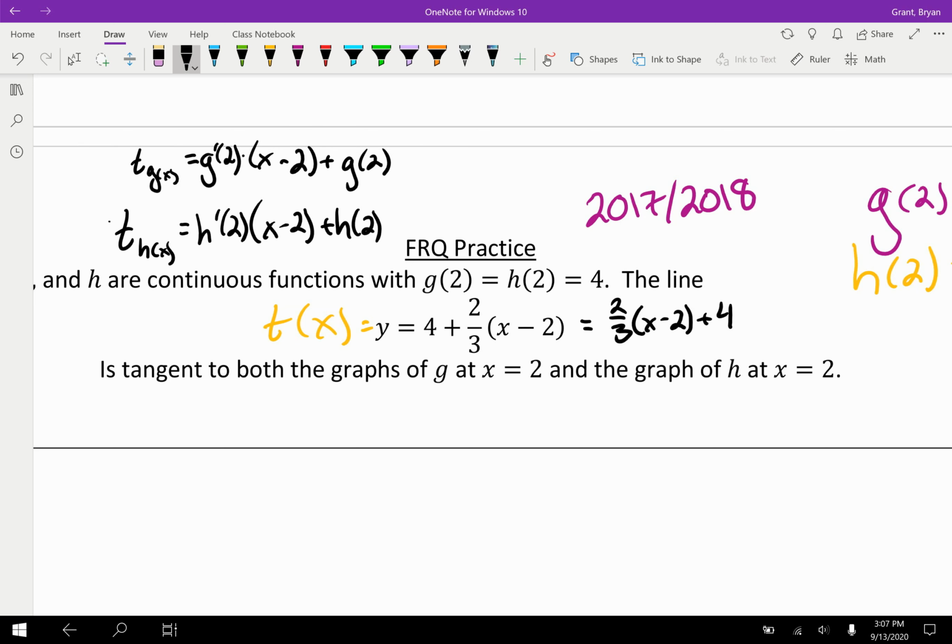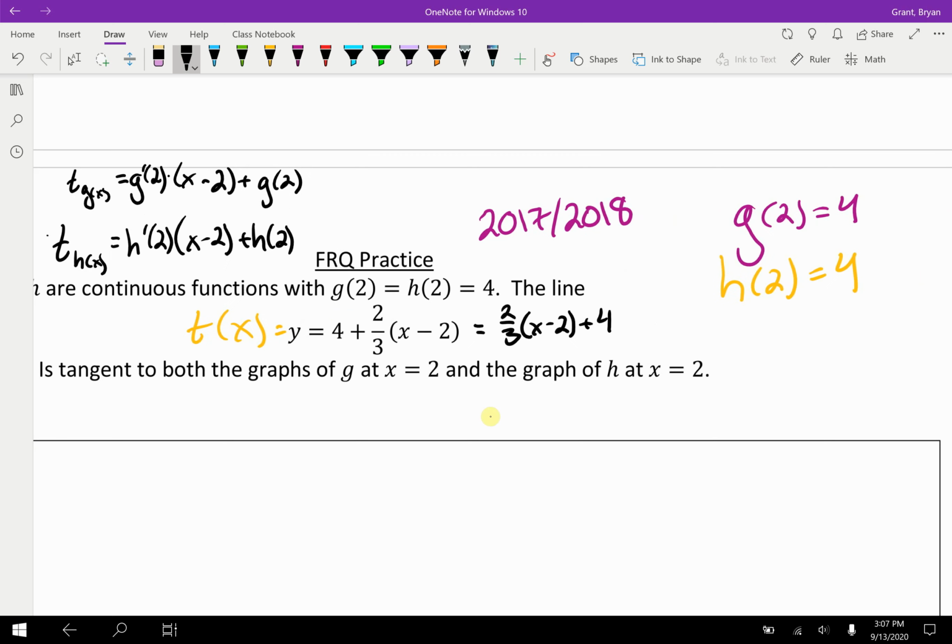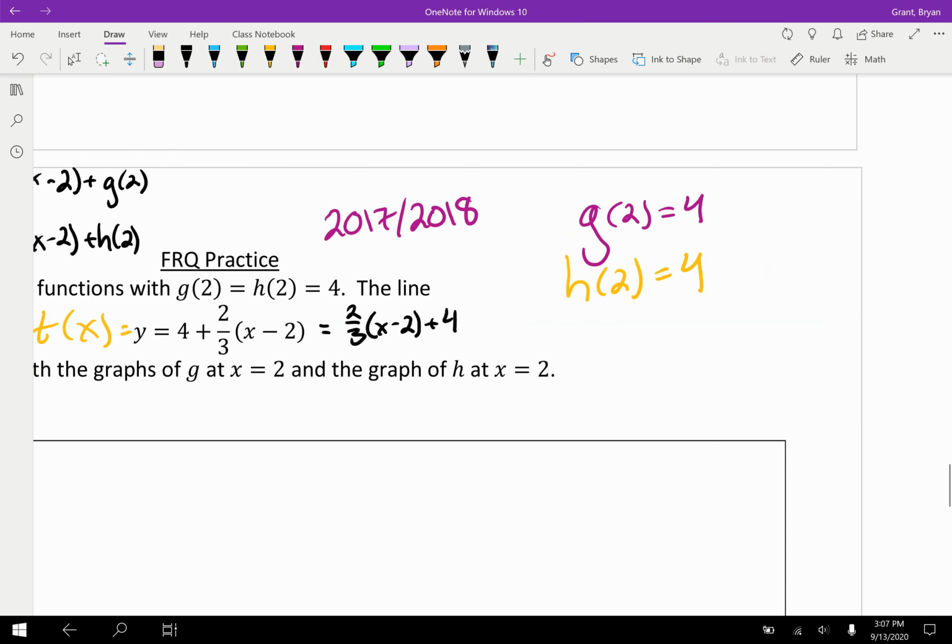So this tangent line is both reaffirming what we already know in that the point 2, 4 is common to both of these, but it's also giving us an additional piece of information. It's giving us the slope for each of these graphs at an x of 2. And how do we write that? Well, we write it as g prime of 2, based on our tangent line, has to be 2/3. And h prime of 2 has to also be 2/3.